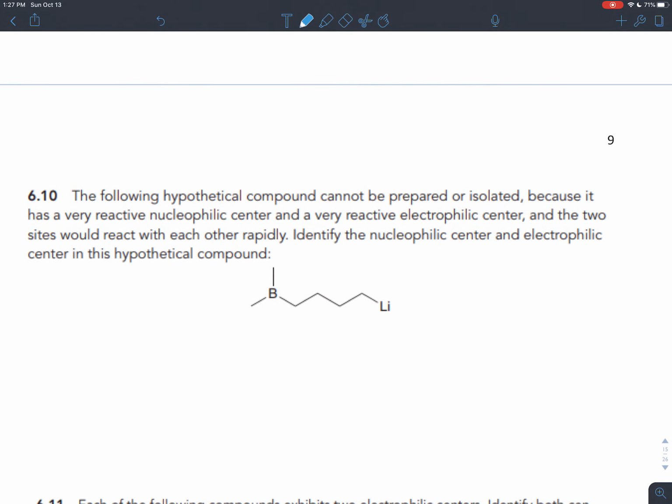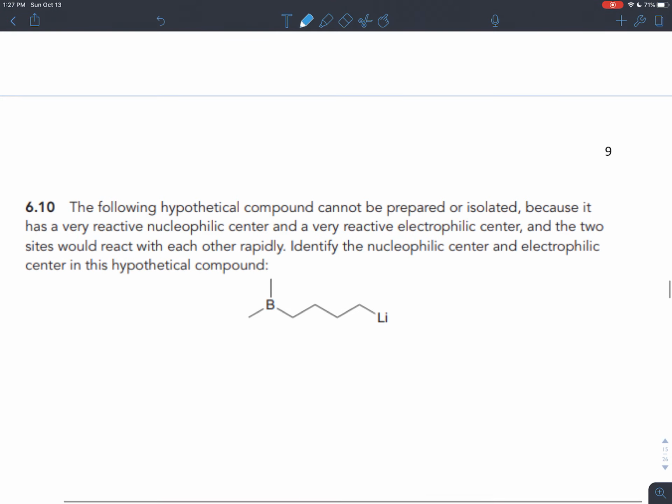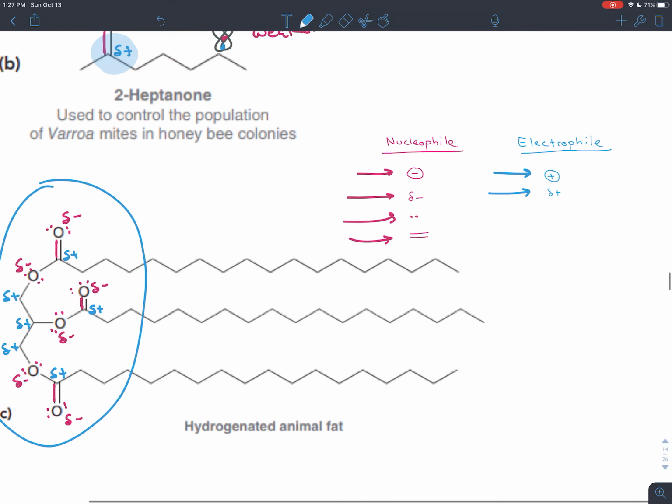Just because that was a short exercise, and then 610 is another short exercise, I'm going to combine them into one video. This 610 is really asking you about the same thing. It says the following hypothetical compound cannot be prepared or isolated because it has a very reactive nucleophilic center and a very reactive electrophilic center, and the two sites would react with each other rapidly so that you wouldn't have this molecule anymore. Identify the nucleophilic center and the electrophilic center in this hypothetical compound.